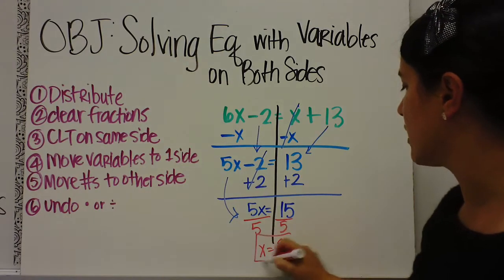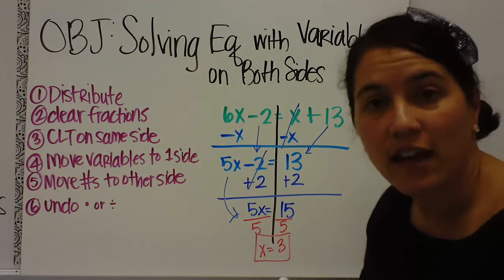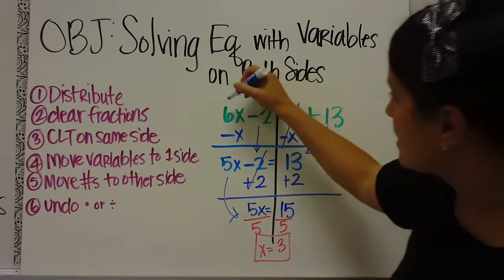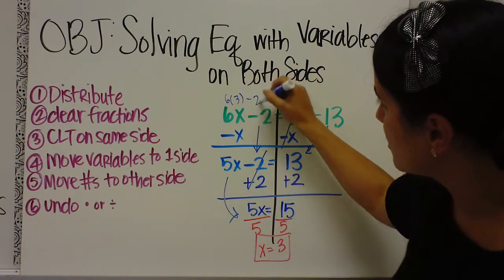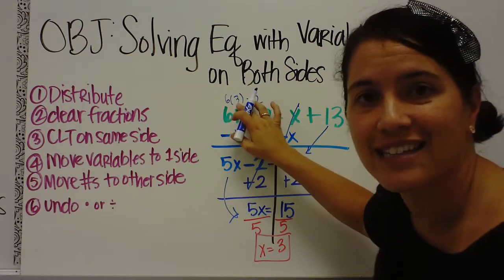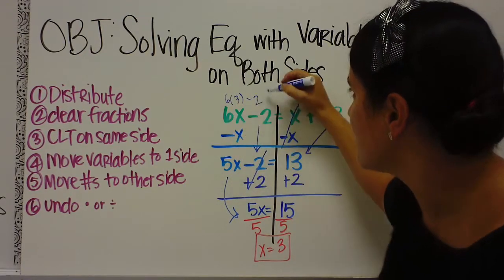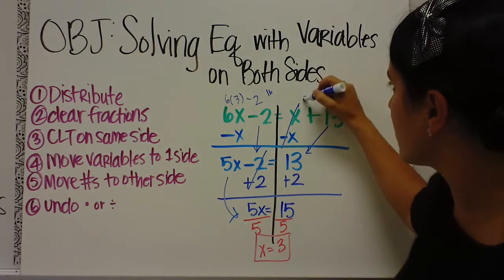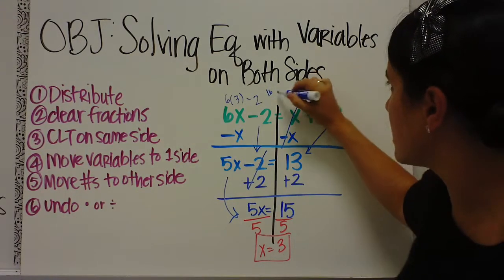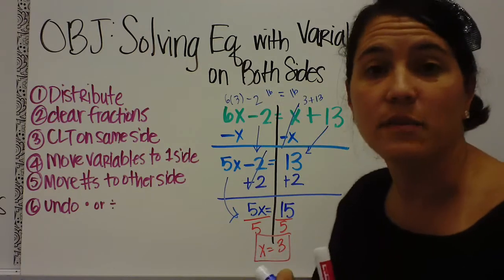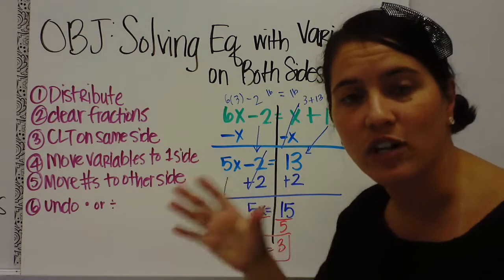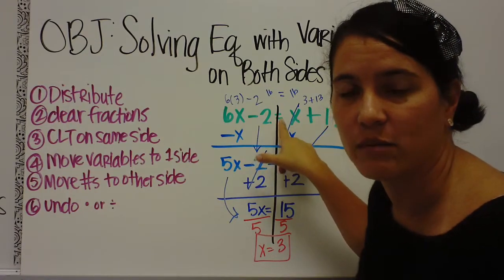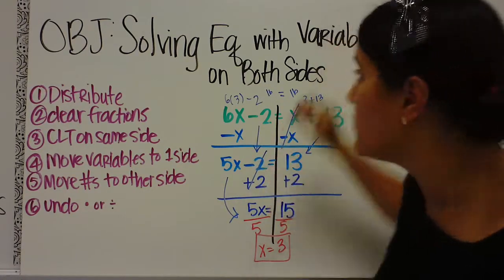And x equals 3. To check an equation with variables on both sides, you just plug the x in. 6 times 3 minus 2. 6 times 3 is 18. Minus 2 is 16. So this side equals 16. X is 3. So 3 plus 13 is 16. And we want it to be 16 equals 16. We want our two sides to equal because that is the definition of an equation. Both sides are equal.